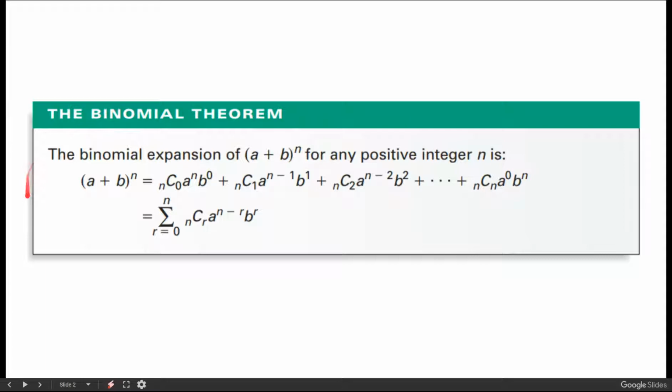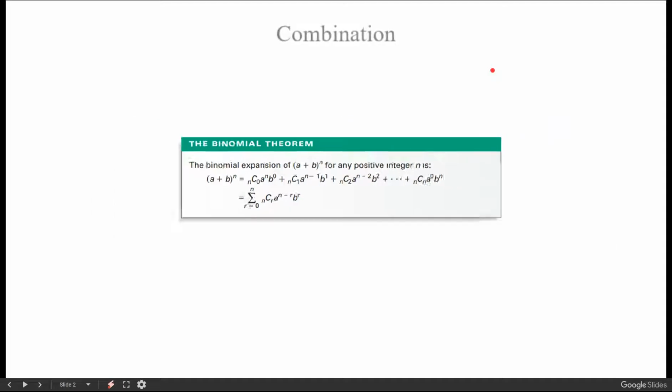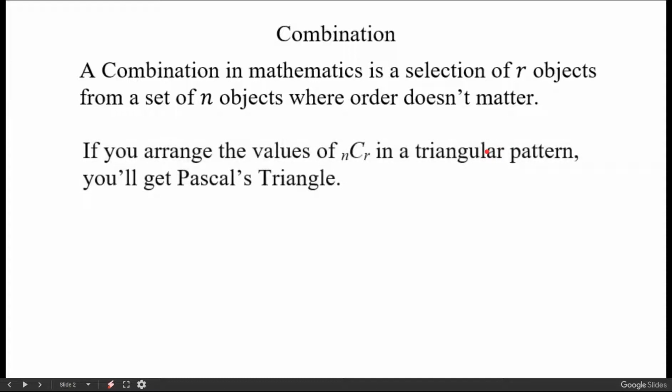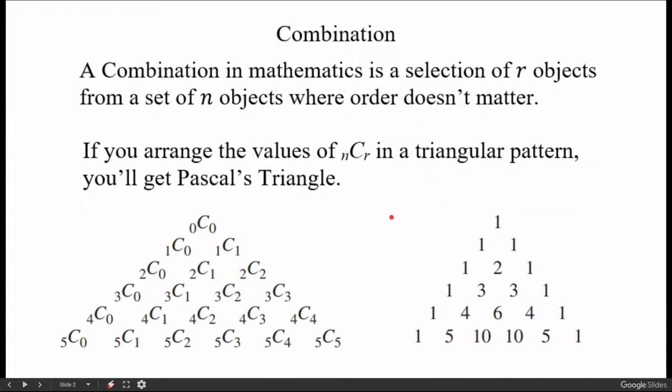The first thing you're going to notice when you look at the binomial theorem is we include what's called math combinations. So before we try to use the binomial theorem, I want to explain what a combination is. In mathematics, a combination is a selection of r objects from a set of n objects where order doesn't matter. And if you arrange combinations in a triangular pattern, you're going to get Pascal's triangle. And that's why we use combinations in the binomial theorem.